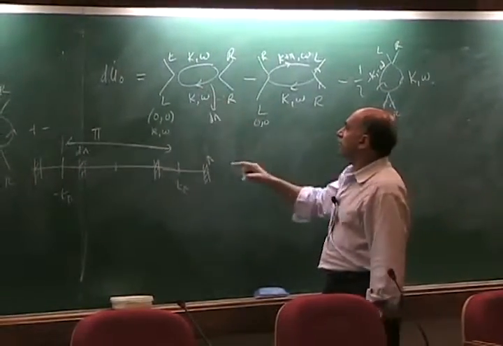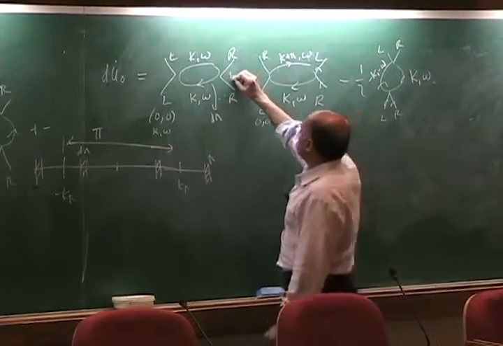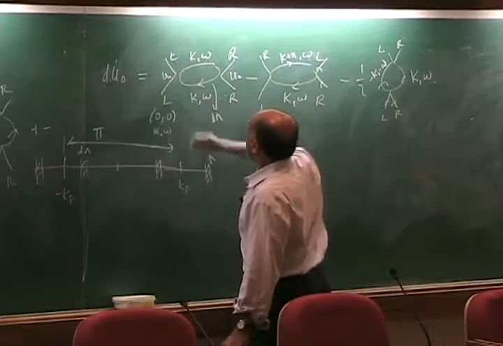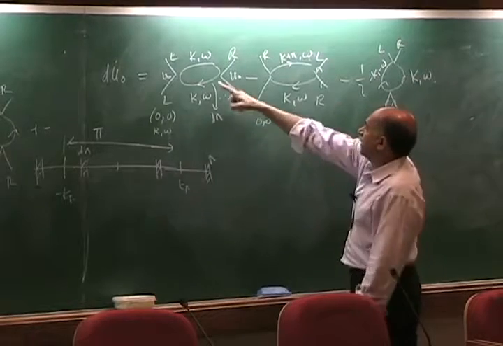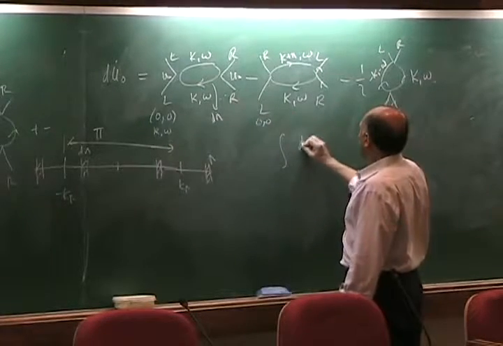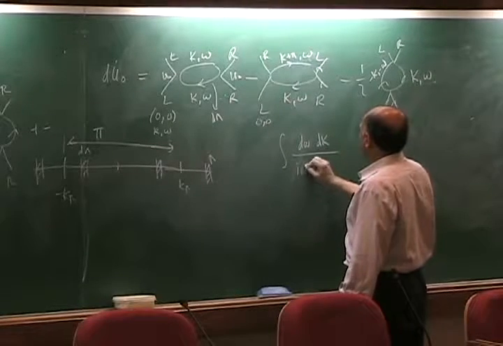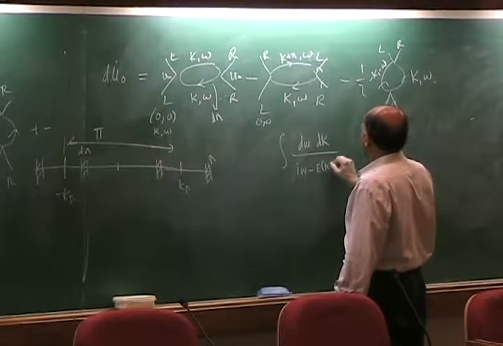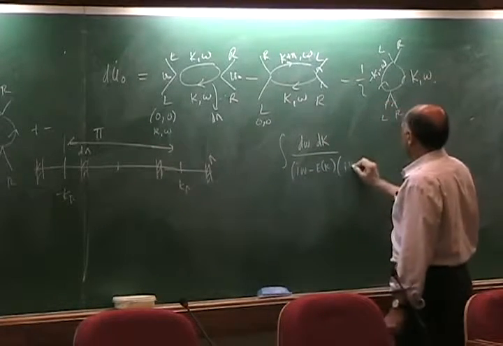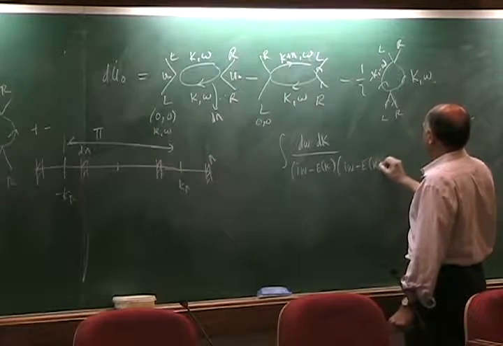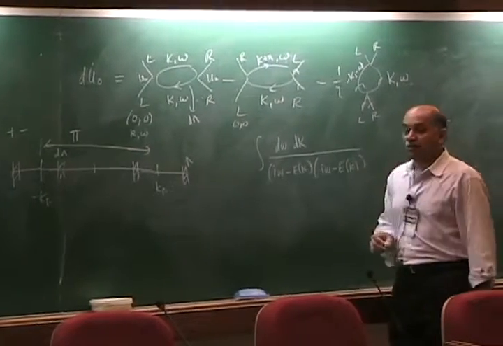So look at the first diagram. There are some u-naughts everywhere. But forget the u-naught. Look at the variable you're integrating. It will look like some loop integral, d omega dk divided by (i omega minus E of k) and (i omega minus E of k), with the same k. That's the main point.